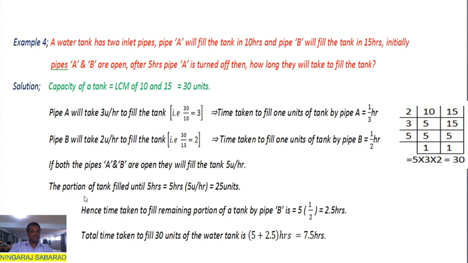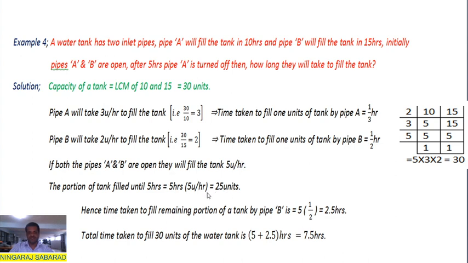So now the portion of the tank filled until 5 hours, because until 5 hours both pipes A and B are open. So I have to take this: the portion of the tank filled until 5 hours is equal to 5 into the rate of filling of the water tank by pipe A as well as pipe B. So if both pipes are open, the rate of filling of the water tank is 5 units per hour. Here only we have calculated, so that value you have to take here.